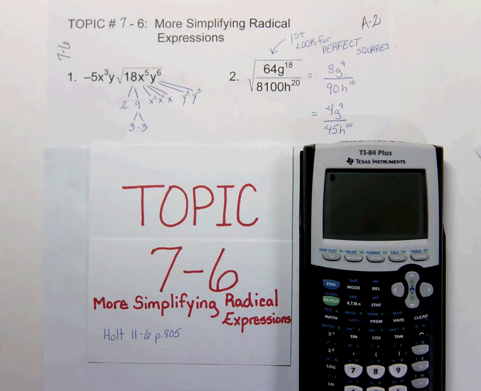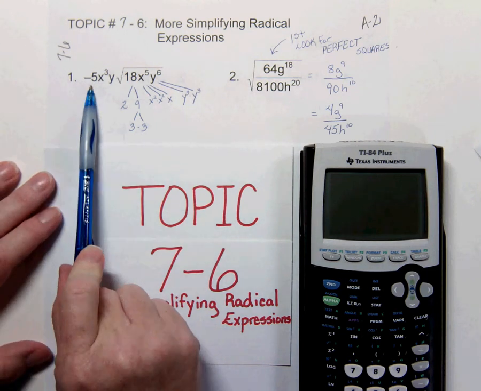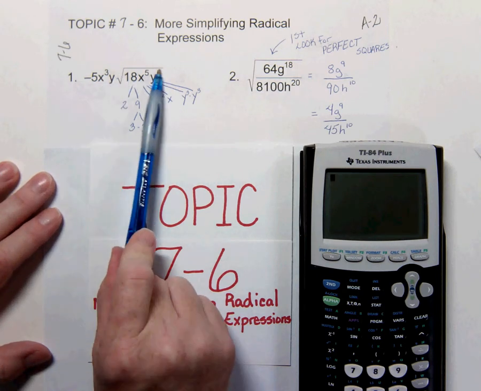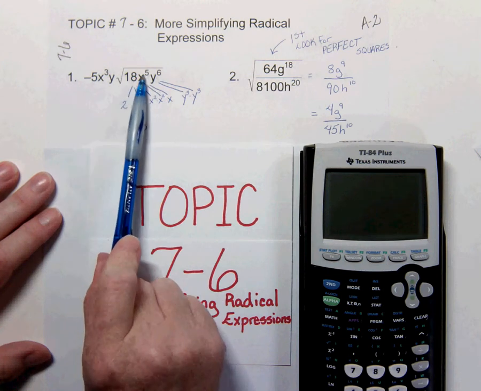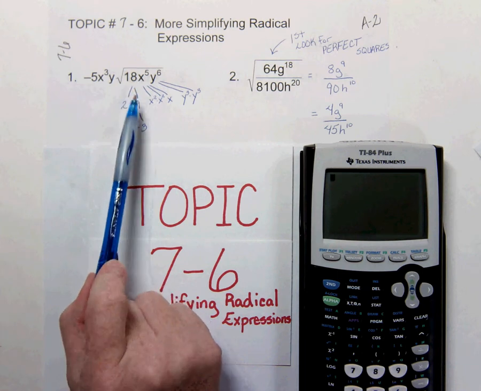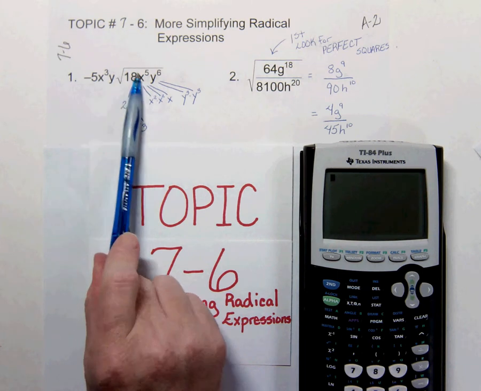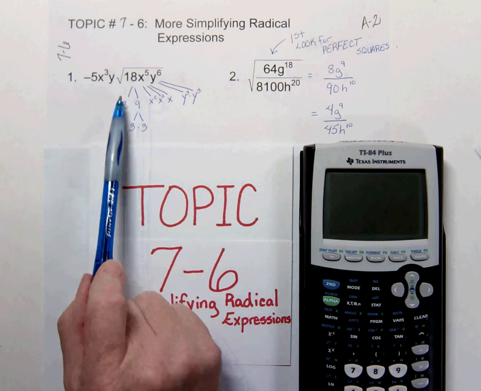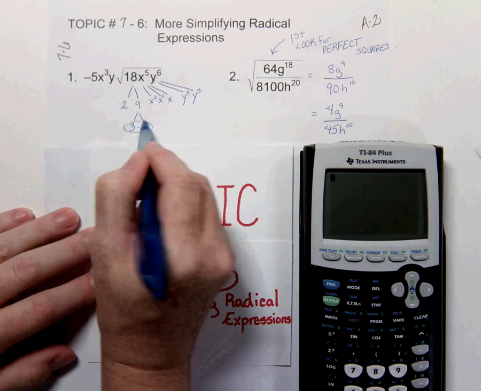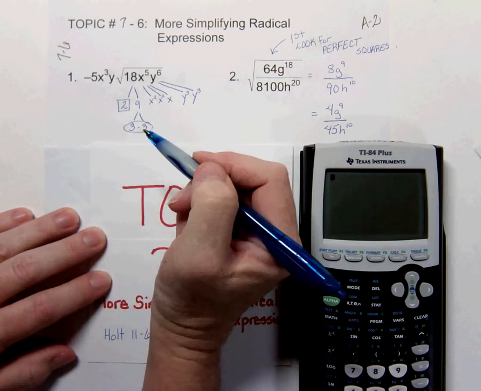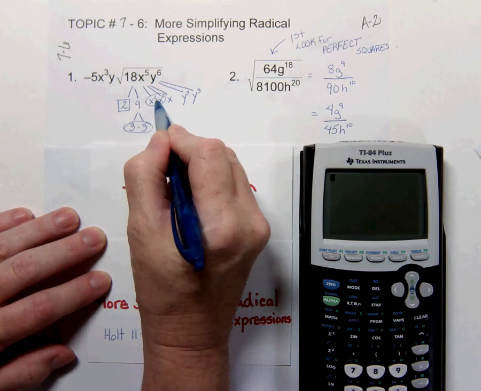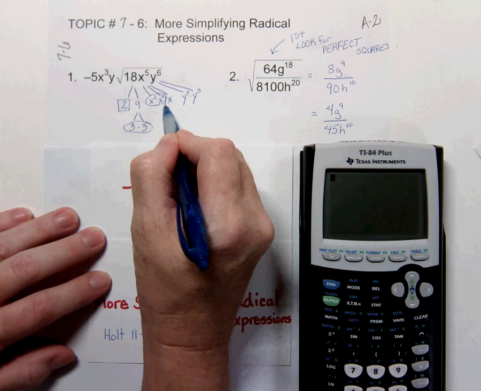like number 2. Now let's look at this first one. You've got negative 5, x to the 3, y, multiplied by the square root of 18, x to the 5, y to the 6. Start by looking for a perfect square. We know that 9 is a perfect square inside of the 18, so 2 times 9 is 18. So 9 has a pair, where 2 stays, it's going to stay under the radical. x to the 5, remember there's an odd man out.